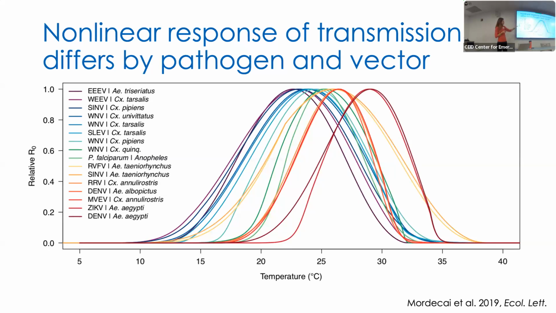And what we see across these different systems is that consistently they respond non-linearly to temperature. They all have an intermediate optimal temperature, and that optimum varies across different systems, as does the thermal minimum. There's quite a bit of variation there. There's a little bit less variation in the thermal maximum across systems.